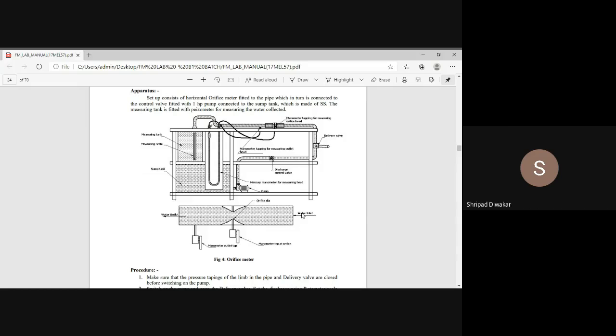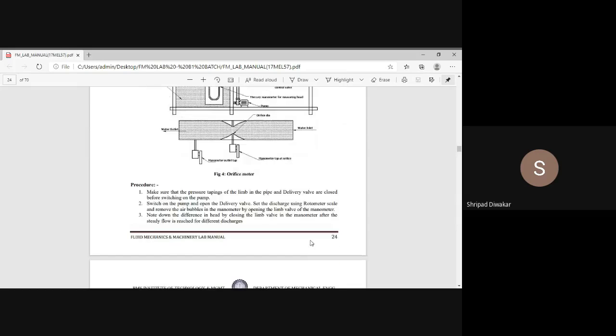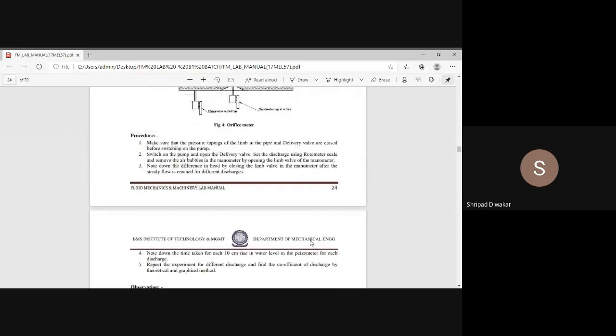So water enters here. You see, water enters here and water discharges. Like that we can take, and it is connected to a manometer to measure the pressure readings. Next, I am going to the procedure.